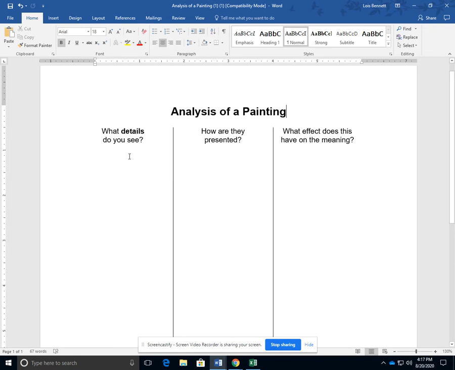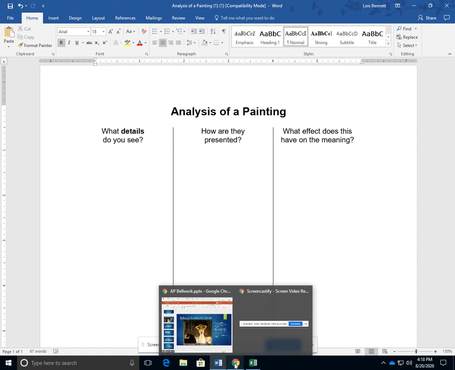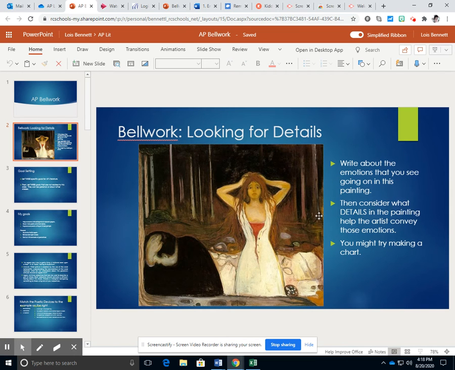We will look for details, and figure out what the poet has to say about those details. Like, what do you observe? How is it presented? And then, so what does that mean? Why do they say it that way? And so, looking at that in terms of this bell work, for example, we're actually working backwards with this.